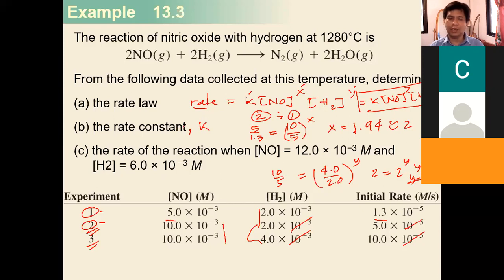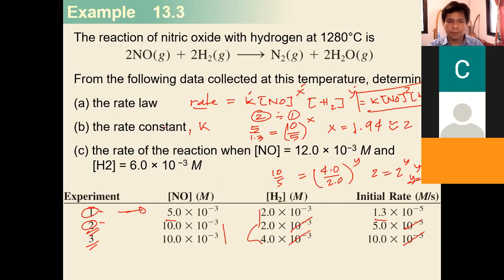Now, how do you determine the rate constant? So, pili lang kayo ng any experiment. Gamitin niyo itong experiment 1. Tapos, substitute niyo yung 5 times 10 to the minus 3 dun sa NO. Yung 2 times 10 to the minus 3 dun sa hydrogen. Tapos, yung rate is 1.3 times 10 to the minus 5. And then, shift solve niyo lamang yung K. Ganun lamang.